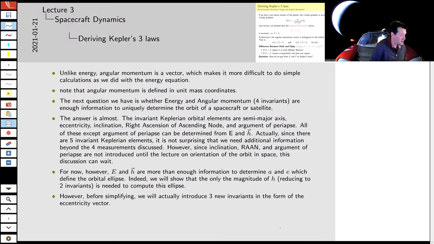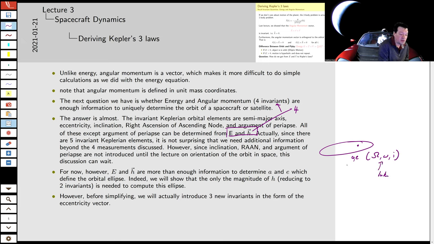So I have a couple of notes here. As I discussed in the last lecture, these two invariants are actually four invariants, because h is a vector. So there are four invariants of motion. However, there are five invariants of the ellipse. There's A and E in the plane, those are invariant. But then in three-dimensional space, you have to orient this ellipse, and so there are three more that give you the orientation, which we won't talk about yet. That's right ascension, argument of periapse, and inclination. Those are later.